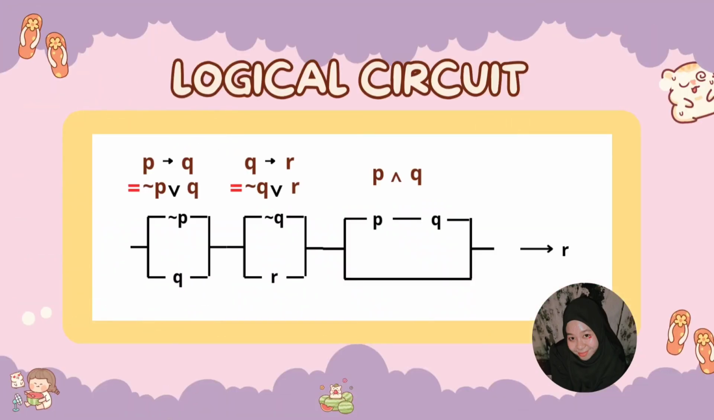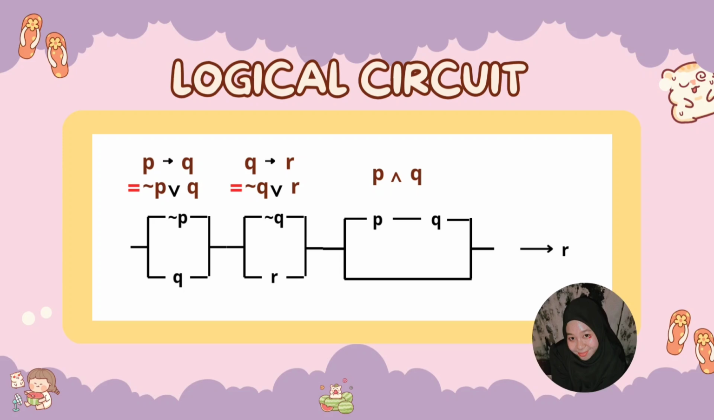Let's dive into the concept of a logical circuit. A logical circuit visually represents logical relationships and processes using standard logic gates. This can help us better understand the flow of logical reasoning. In this circuit, we start by translating logical expressions into their equivalent forms. Number 1. P implies Q is equivalent to not P or Q. Number 2. Q implies R is equivalent to not Q or R. And the final one, the condition P and Q, will just stay the same. These expressions form the basis of the logical circuit.